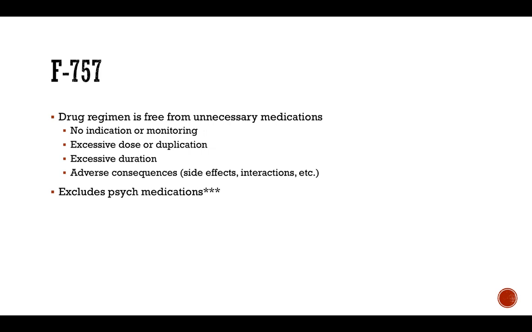757, so this is the classic F329. F329 historically was the unnecessary med, one of the most commonly cited deficiencies from Department of Health surveyors. So 757 is now kind of jointly with 758, and that would have encompassed what would fall under F329. 757 relates specifically to unnecessary medications. However, it excludes psych medications, and the psych medication aspect now falls under a separate F tag, 758.